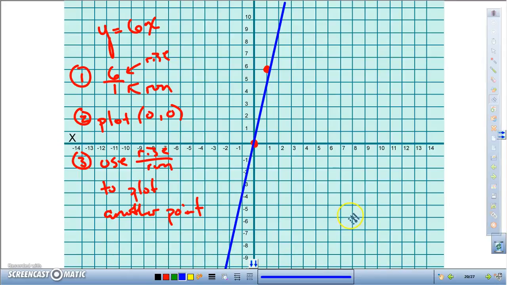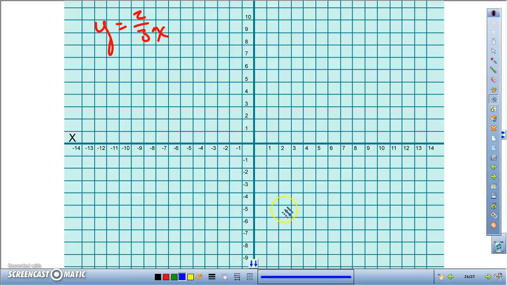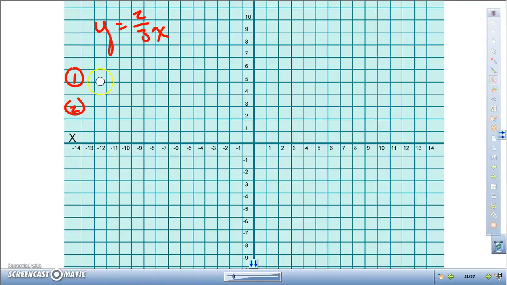Okay? Let's try another one. Okay, y is equal to 2/3 x is our original equation here. So my slope value has already been written as a ratio. So number 1 has already been done for me, really. I've got a rise of 2 and a run of 3. Let's identify that as being slope.